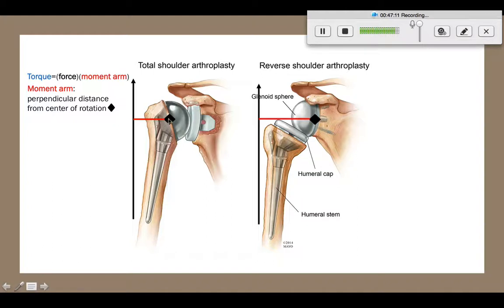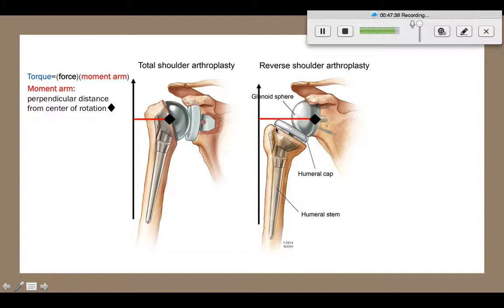Well, it's going to alter the center of rotation of the shoulder joint. So here's the center of rotation of the shoulder with the total shoulder arthroplasty. Here's the center of rotation, the black diamond, with the reverse. So it's shifted medially and inferiorly, and it's kind of hard to appreciate in this picture. It's very subtle. But yes, it shifts medially and inferiorly. And so as a result, that's going to increase the moment arm of the deltoid. So the red line is the moment arm of the deltoid.